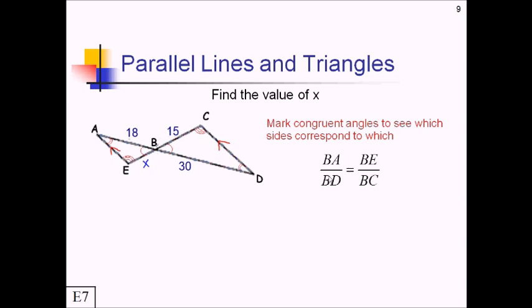Now that I've written that out, I'm just going to actually plug in the values. So we had 18 over 30, BA over BD, equals x over 15. And it's just cross-multiplying at this point. So we have 30x, and if you do it by hand or on the calculator, 18 times 15 gives you 270. Dividing by 30, we get x equals 9.